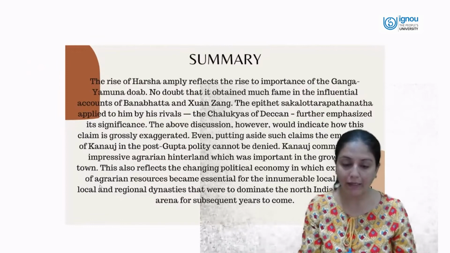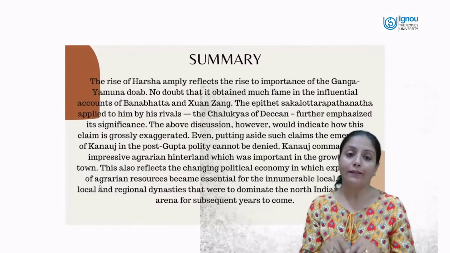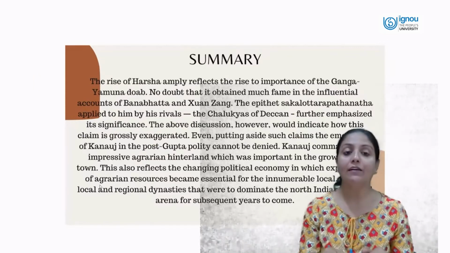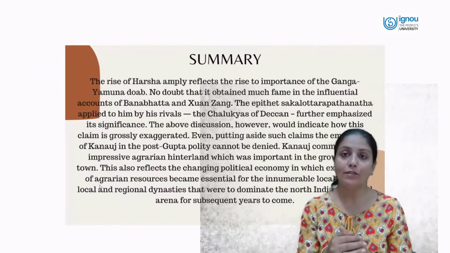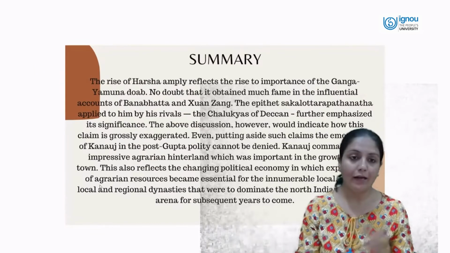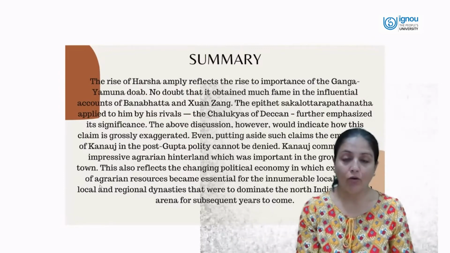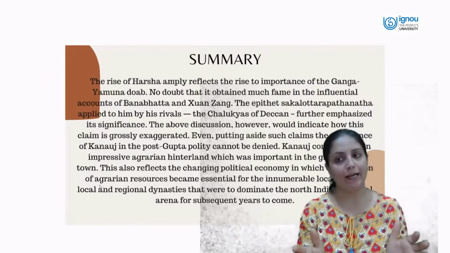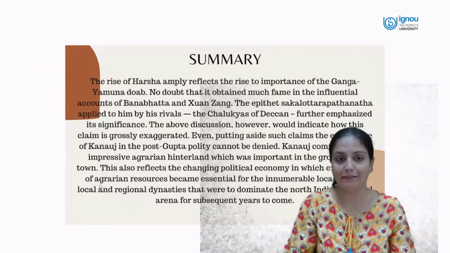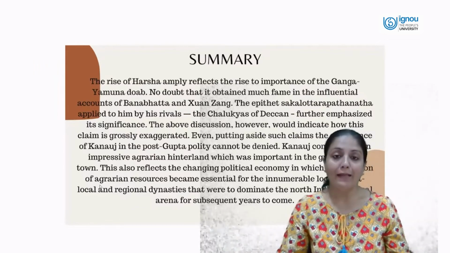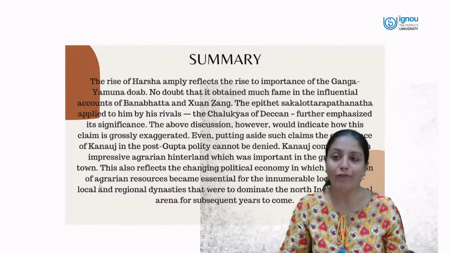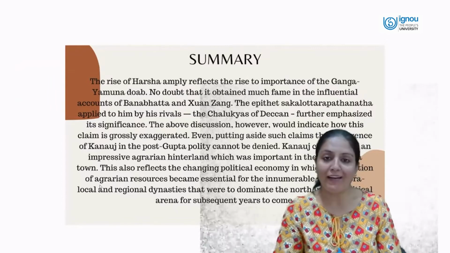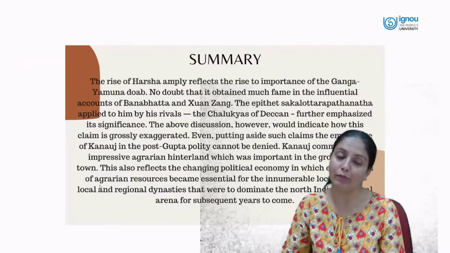Doab is the area, the Ganga Yamuna Doab, a very important area in which the agriculture condition was very good at that time because for irrigation purposes, both the Ganga and the Yamuna rivers were there. And the land of that particular Doab area was very fertile for the people of that place. That's why wars and fightings were held over the Doab area. That's why the rise of the Harsha Empire reflects the rise to importance of the Ganga Yamuna Doab.